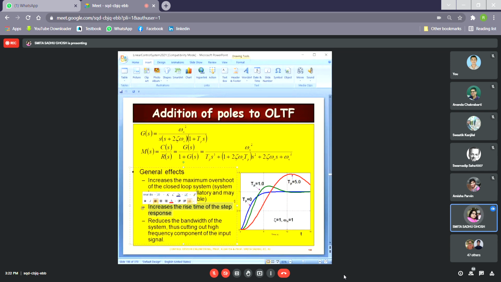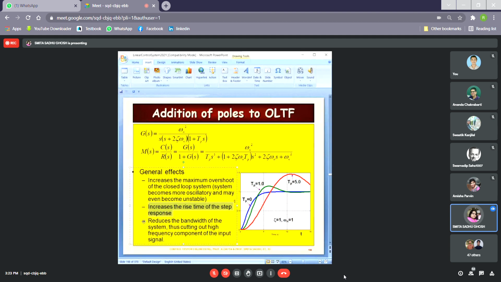Also, what we observe is that there is an increase in the rise time of the step response. Basically, for the blue response, you find that the response is sharp, meaning faster. Rise time means the time taken to reach from 10% to 90% of the steady state value. So over here, you would find that the rise time, for the red one at least, has definitely increased.